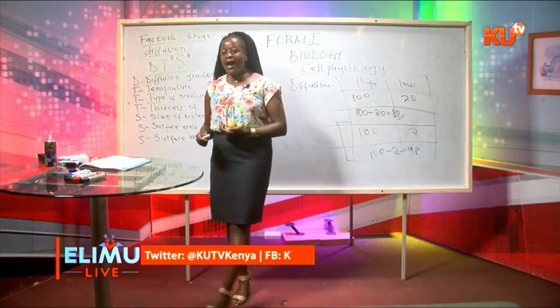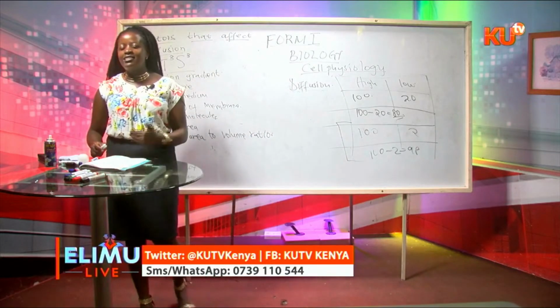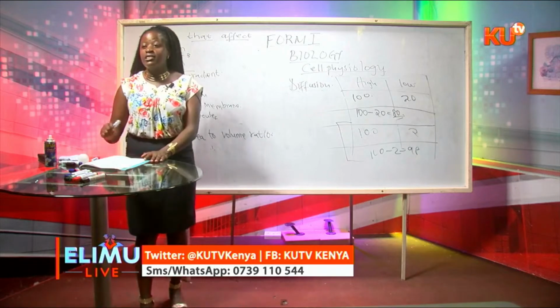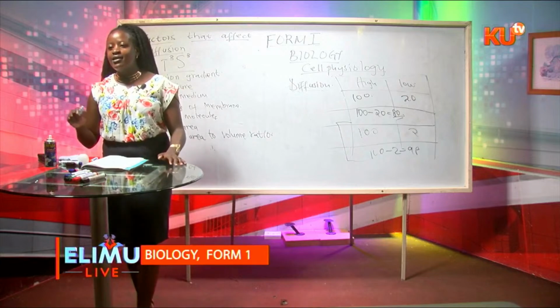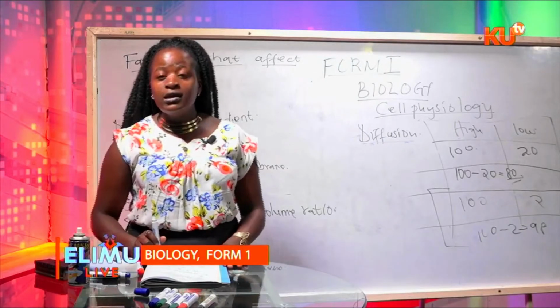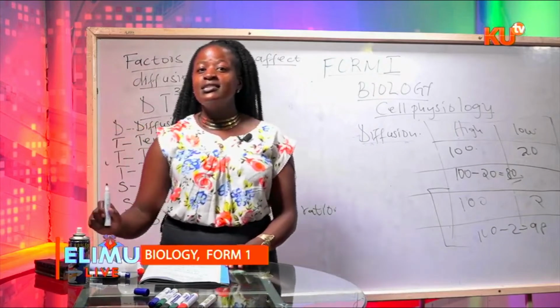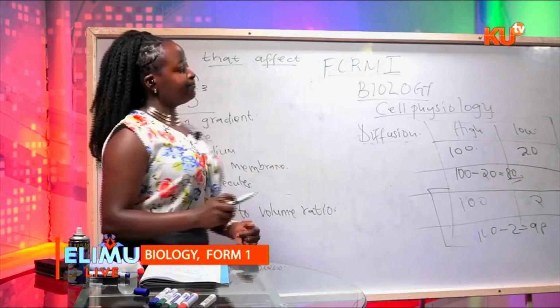So the higher the concentration gradient, the greater the rate of diffusion. The lower the concentration gradient, the lower the rate of diffusion. So don't get confused. Concentration gradient and diffusion gradient mean the same thing.